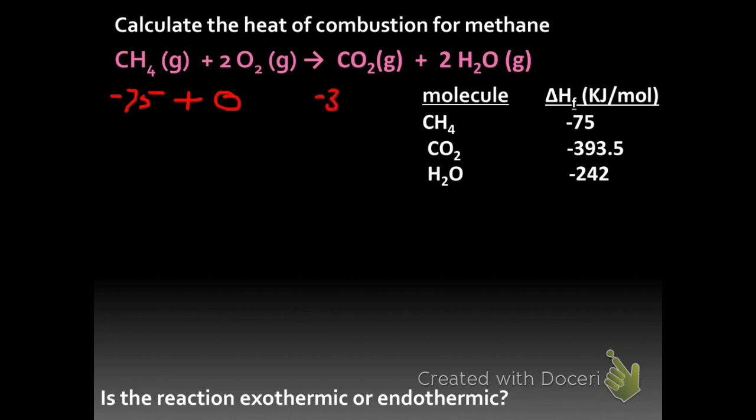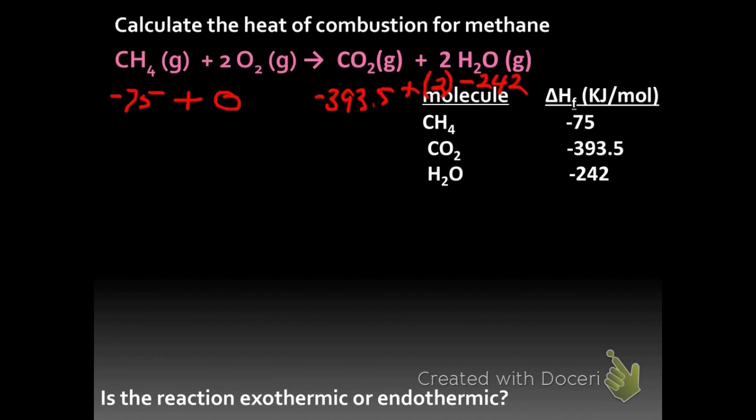We do have negative 393.5. And then I have 2 waters, and I know water is negative 242. But I have 2 waters. Do we have to multiply that number by 2? Well, I've got 2 of them, so that would make sense. If I've got the coefficient there with the 2, I need to multiply my heat of formation by 2. And we didn't worry about it over here on the 2 O2s because that was 0, and 2 times 0 is 0.